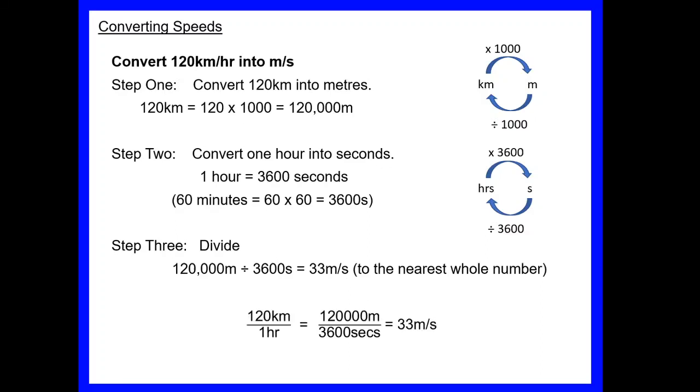Another way of looking at this with the diagram here is I've got 120 kilometres per hour. Per hour means for 1 hour, so 120 kilometres for 1 hour. I changed the kilometres into metres on the top line, I've changed the hour into seconds on the bottom line, and then divided the 2 answers to get my answer. A short way of writing all of this out is at the bottom here. Again, if you need to, pause the video and make a note of those steps and how to write that down.